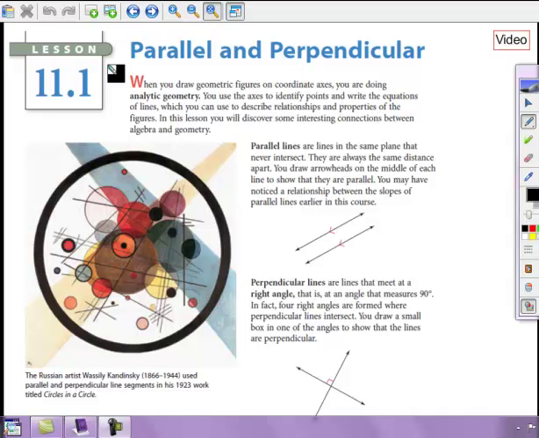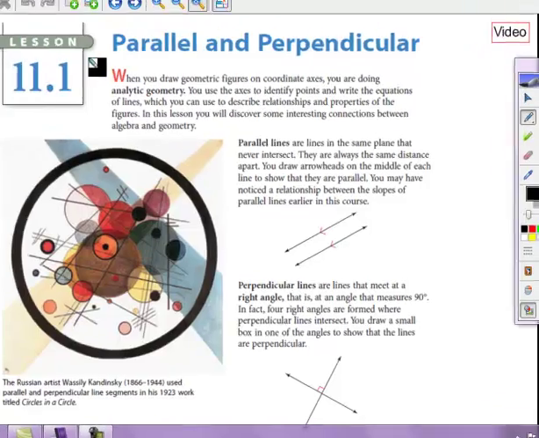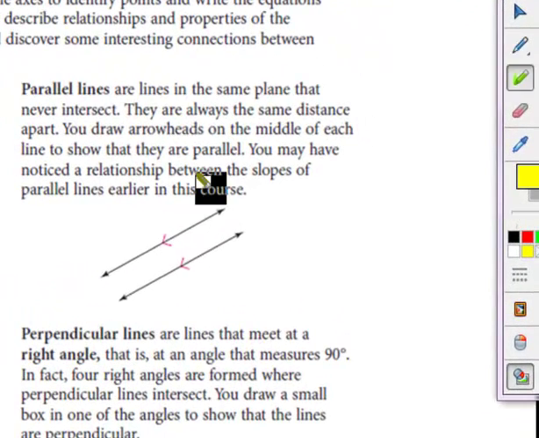Chapter 11.1, Parallel and Perpendiculars. This chapter should be a little bit of a review. I'm sure you've all seen parallel and perpendicular lines before. We're going to talk about them in terms of their slope and get to know them a little bit better. In your notes you can write that parallel lines never intersect and they are the same distance apart.